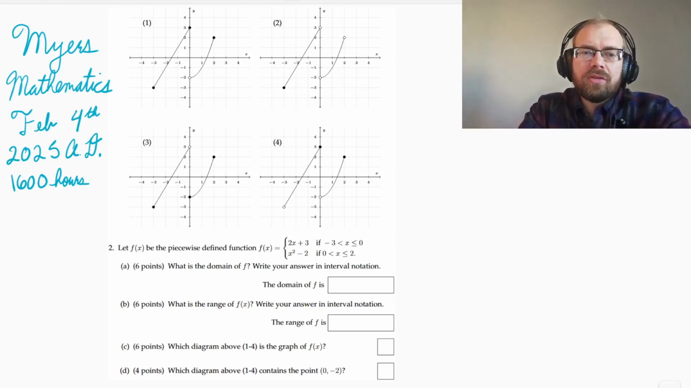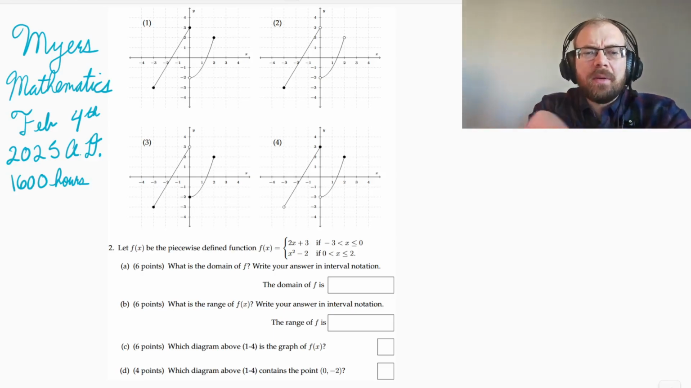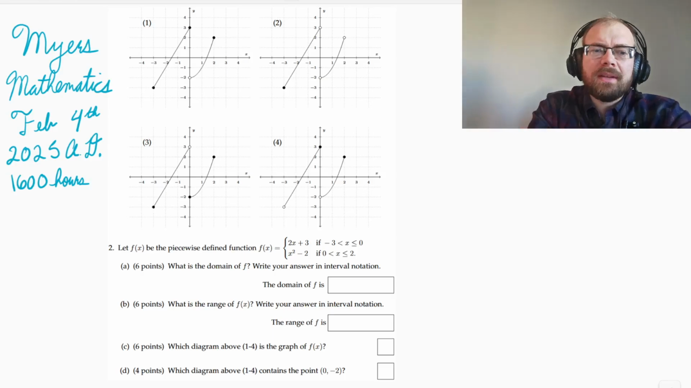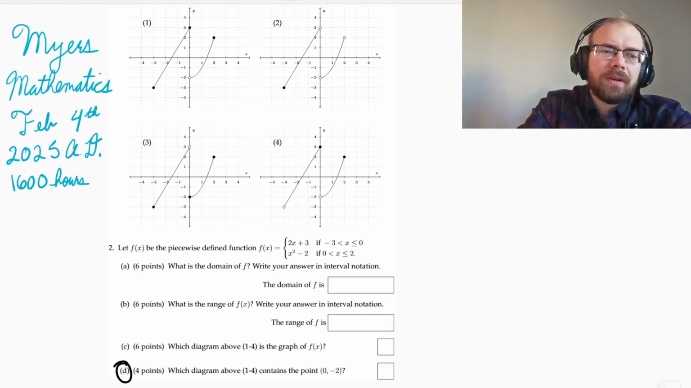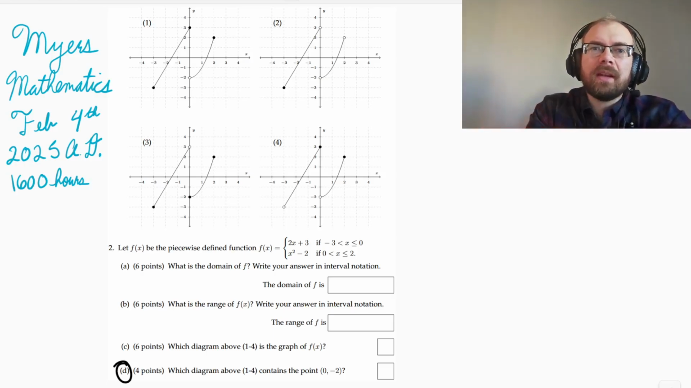What's the range? Interval notation for that as well. Which diagram above is the graph of f? And which diagram above contains the point (0, -2)? So actually the last question seems like it's going to be the easiest one to answer. So let's answer that one first. Which diagram above contains the point (0, -2)?